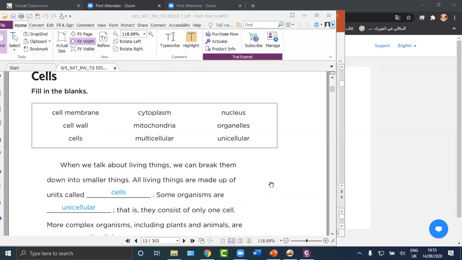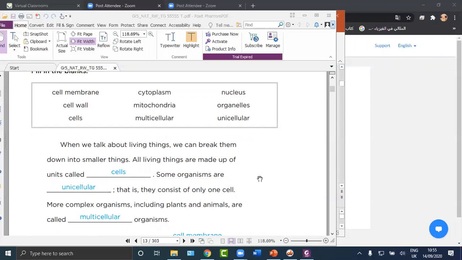That is, they consist of only one cell. More complex organisms, including plants and animals, are called multicellular. Mister, can I answer? Yes. All cells are surrounded by a cell membrane that controls what moves into and out of the cell. Yes, perfect.